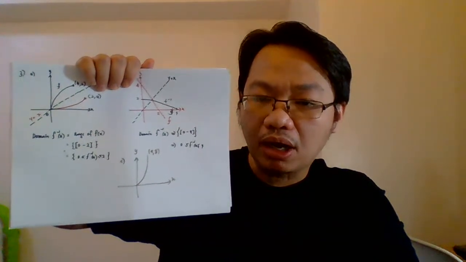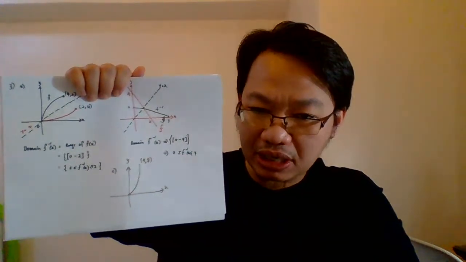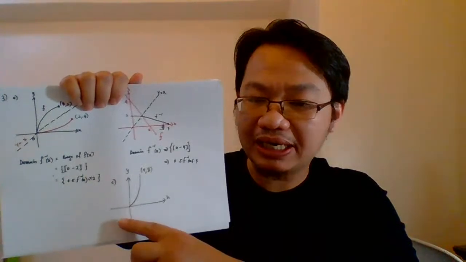Now, how do we find the inverse function graph? That's why I told you, you need to draw the line y equals x again.